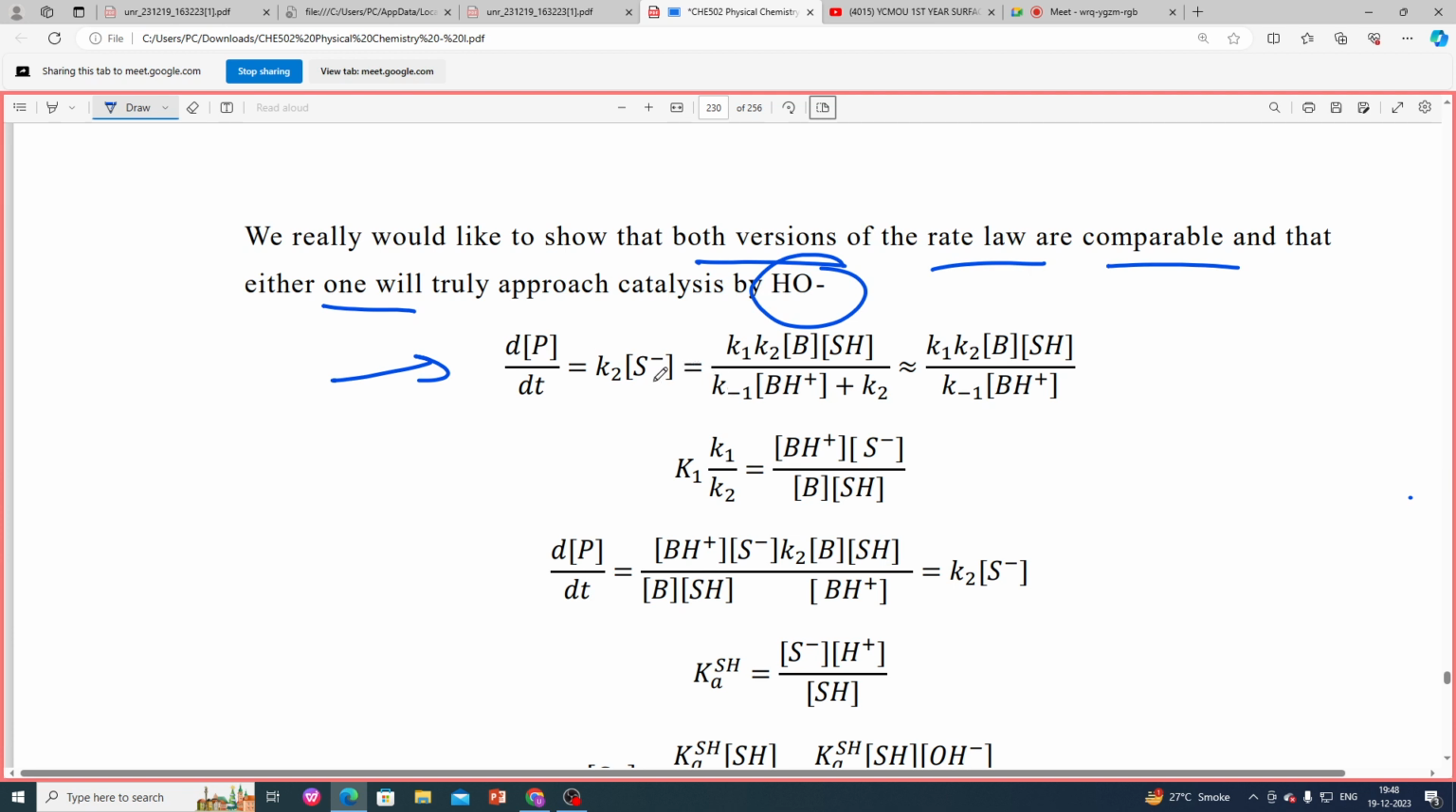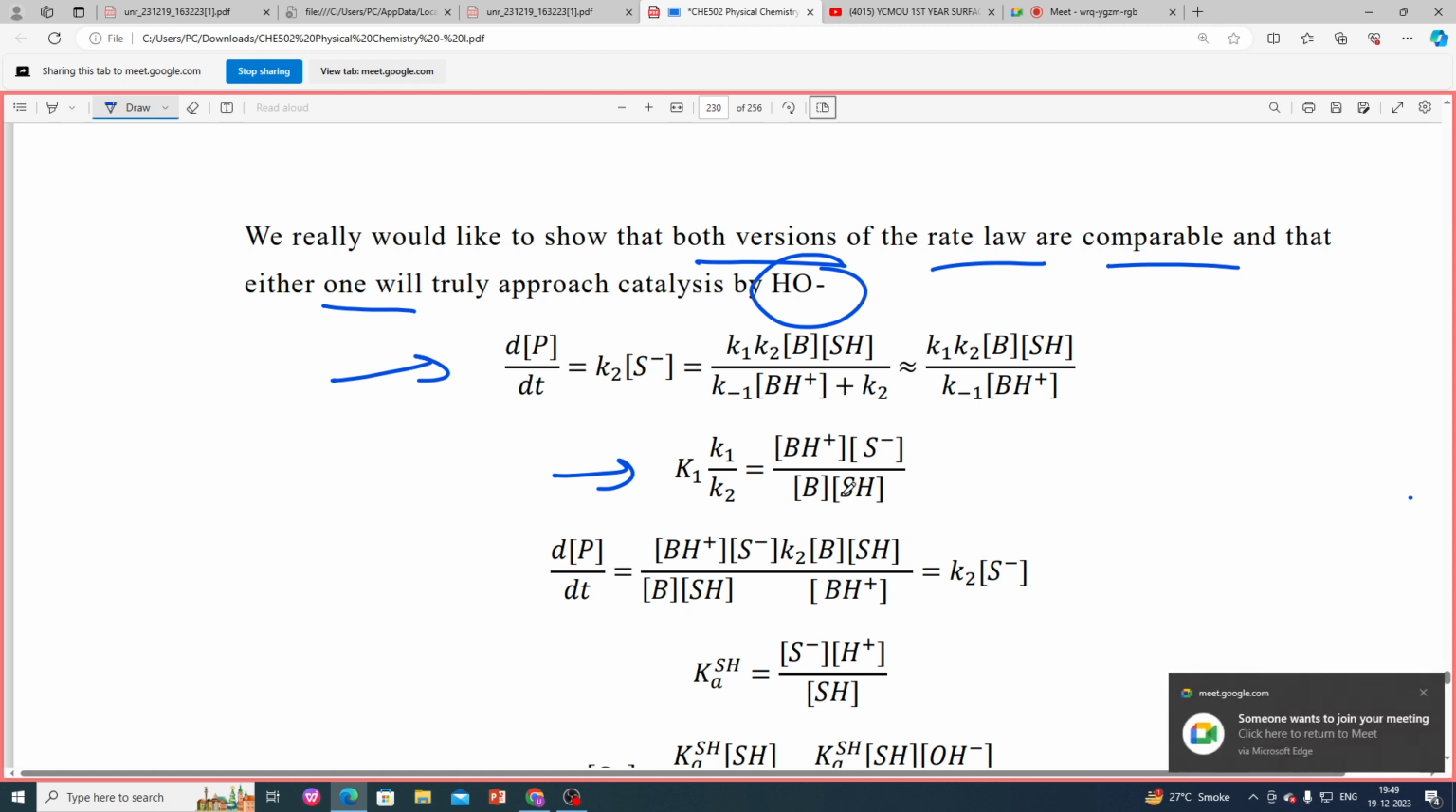K2 एस माइनस की जगह पे ये पूरा वैल्यू हमने डाला है, K1 K2 concentration of B, concentration of SH, K-1 concentration of BH plus K2 which is nearly equal to K1 K2 concentration of B SH and K-1 concentration of BH2. ओके, तो इसको सॉल्व किया, इसको सॉल्व करने के बाद we get the answer like that. K1 by K-1 which is equal to concentration of BH plus S minus divided by concentration of B, concentration of SH.